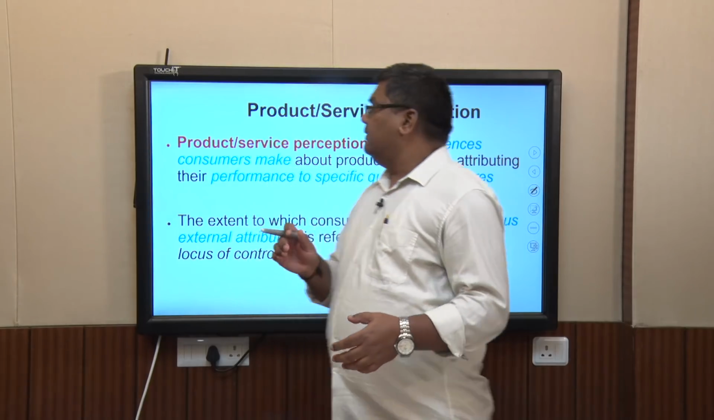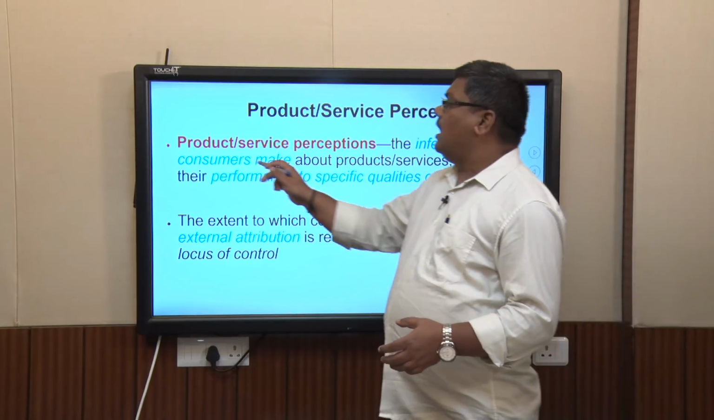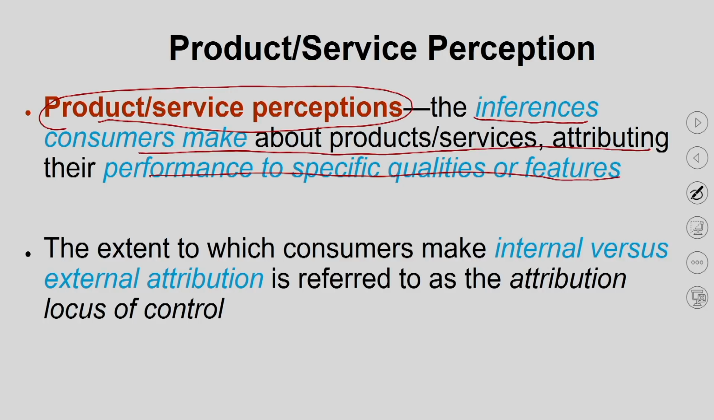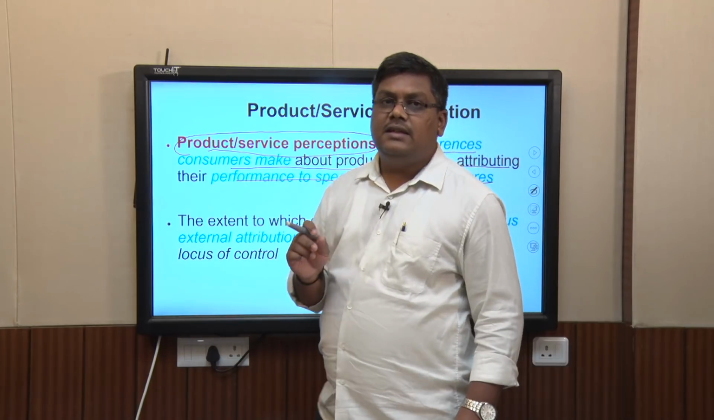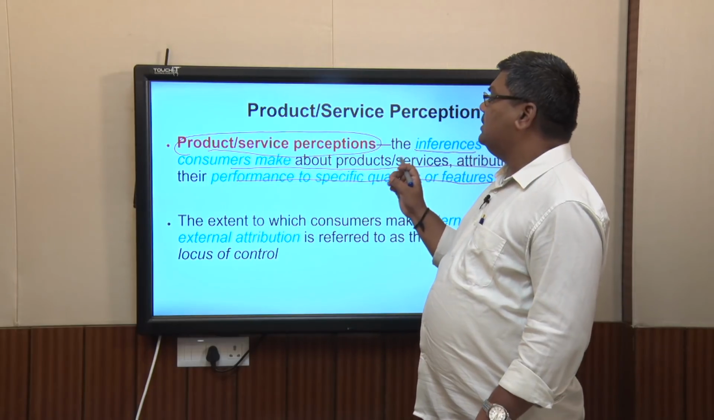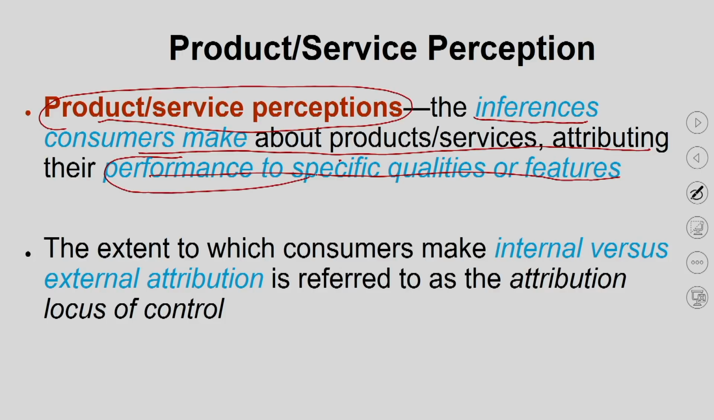So, product and service perception. In product and service perception, what happens is, how does the consumer perceive features about products and different services. So, the inferences consumers make about products and services, attributing their performances to specific qualities or features. So, basically these attributions are about what features of products and services are related to their performances and the specific qualities and features.